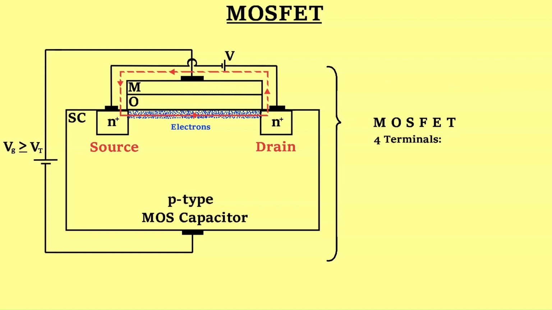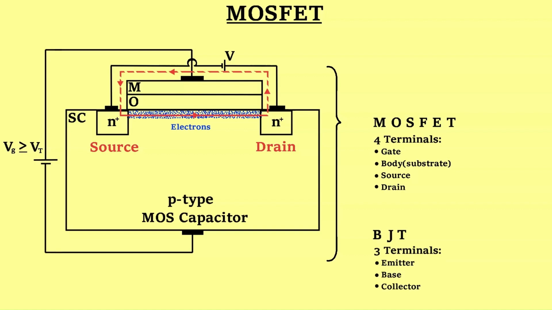So, in total, we have 4 terminals, unlike BJT where we have 3 terminals. In MOSFET, we have the gate terminal, the body terminal, which is also sometimes referred to as the substrate terminal, the source terminal and the drain terminal. However, in BJT, we have emitter, base and collector. MOSFET is a symmetrical device. The word symmetrical can include a variety of properties, but here it simply refers to the fact that drain and source terminals are interchangeable. BJT, on the other hand, is not symmetrical. As you have seen, there is a significant difference in the doping of different regions.